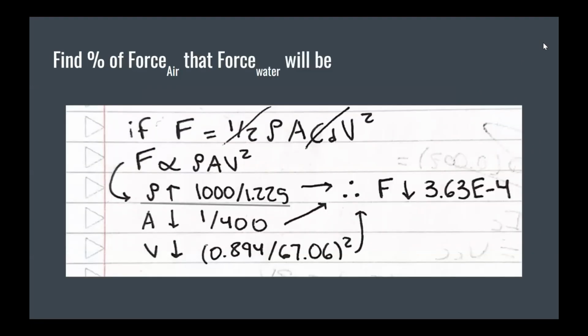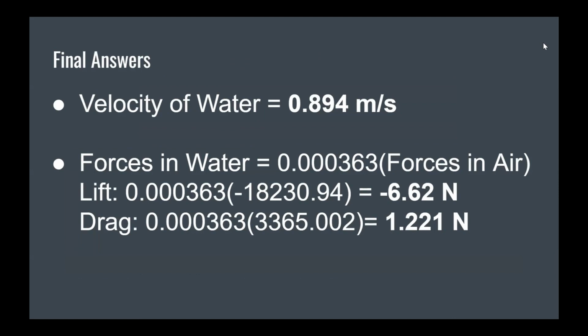And then we use that number to calculate a new force, just using a proportion method where we said that the density went up by 1,000 to 1.225, and the area went down by 1/400, because our 1/20th scale model causes a square for the area, so it's 1/400. And the velocity goes down by that decimal ratio right there. So that causes our force to go down by that final ratio on the right. This led our force in the water to be 6.62 in the downforce direction and 1.221 in the drag direction.